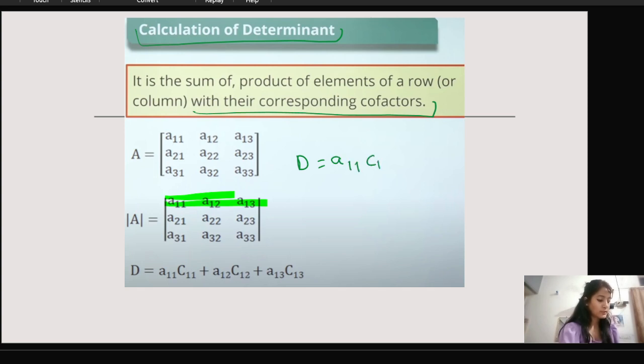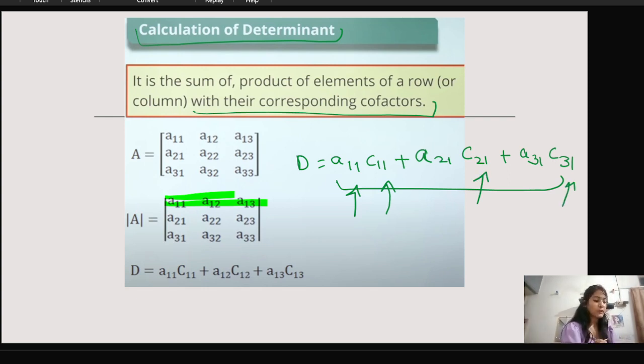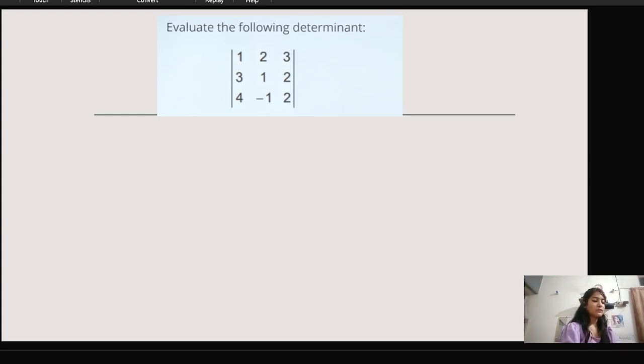D = A11 C11 plus A21 C21 plus A31 C31, like this. So we have to write the corresponding cofactors. Always write the corresponding cofactors. Corresponding means if it is 1 1, then we have to take the cofactor also 1 1. Next, we have to find the determinant of this matrix.